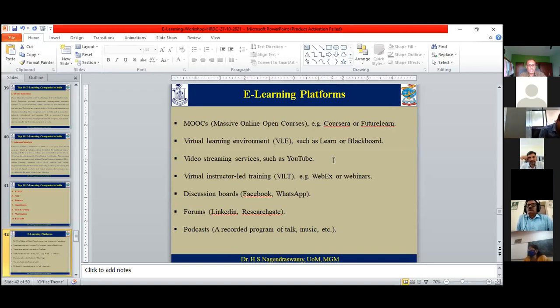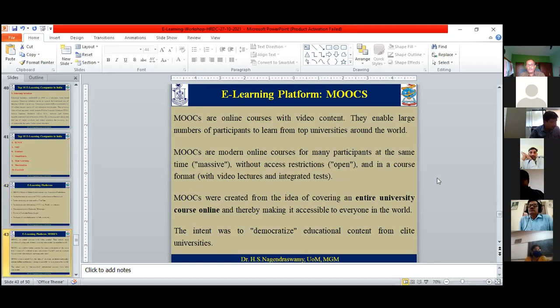So that's how we are all familiar with YouTube, and virtual instructor-led training like WebEx and webinars, which is also familiar, and discussion boards like Facebook and WhatsApp, again familiar. Forums like LinkedIn and ResearchGate, many of you are quite familiar. Podcast, that is a recorded program of talk, music, etc. That's also familiar to you. And this lecture can be recorded and made available to all participants. Maybe we can keep this recorded video on a university website under the HRDC blog, and that can be accessed by all participants anywhere, anytime. So that's how we can provide a facility.